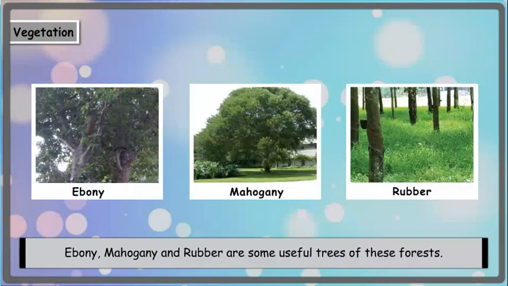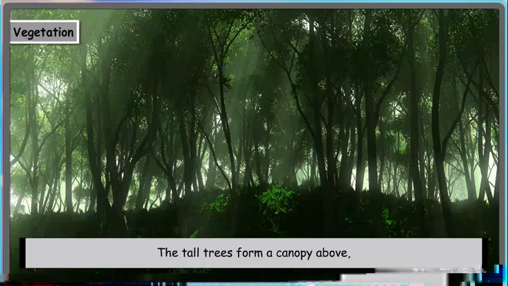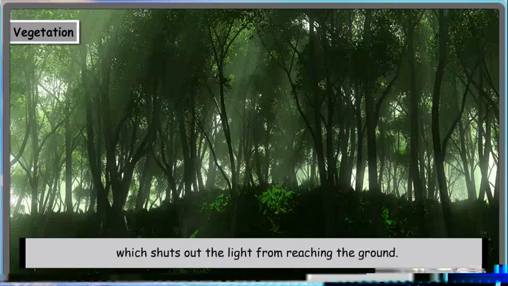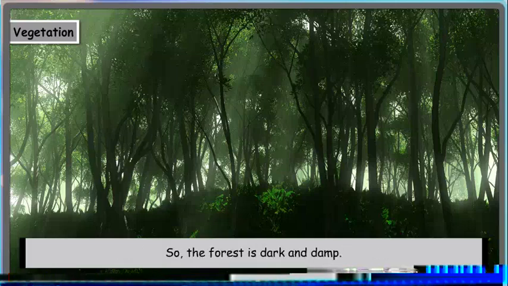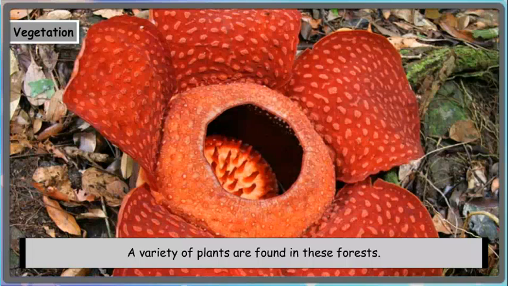Ebony, mahogany, and rubber are some useful trees of these forests. The tall trees form a canopy above, which shuts out the light from reaching the ground. So the forest is dark and damp. A variety of plants are found in these forests.